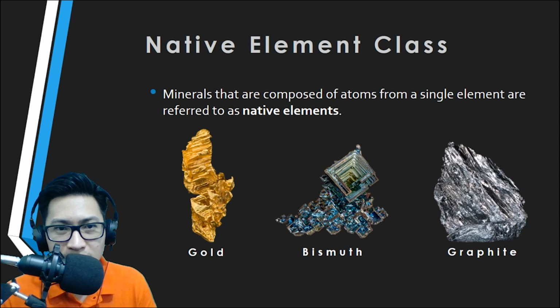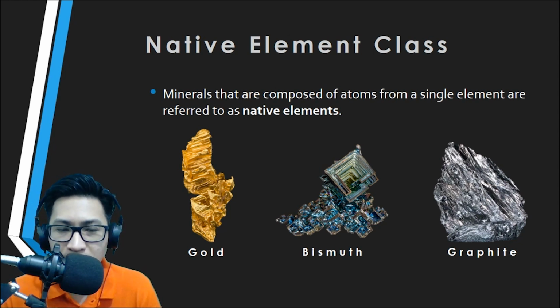And lastly, we have the native element class. When we say native element class, these are minerals that are composed of atoms from a single element. Okay, so isang element lang siya, wala nang ibang halo. Like for example, the gold, okay, the bismuth, and the graphite.